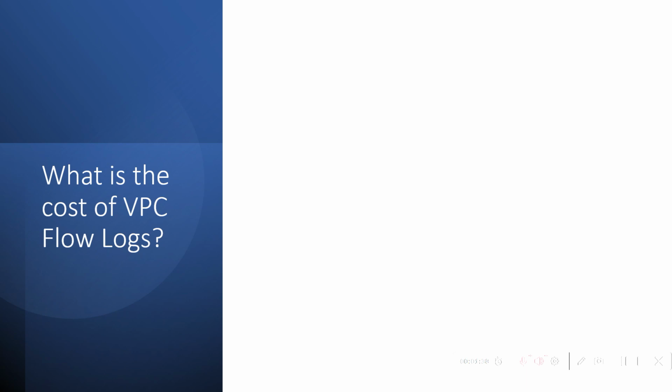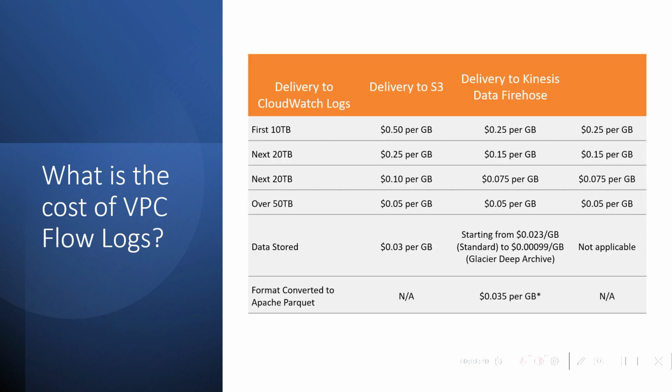What is the cost of VPC Flow Logs? So this is the cost of the VPC Flow Logs. Basically, for the first 10 TB it will charge $0.50, and for the next 20 TB $0.25, and so on.